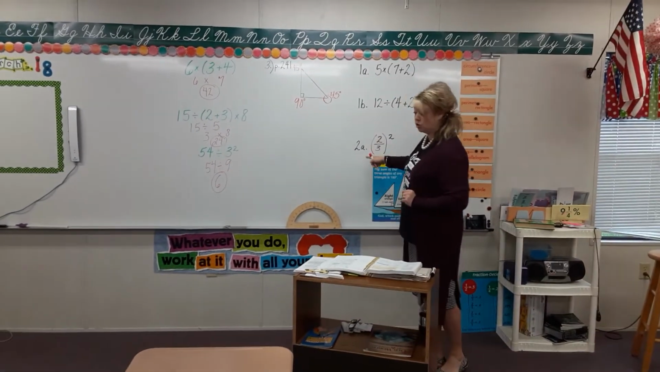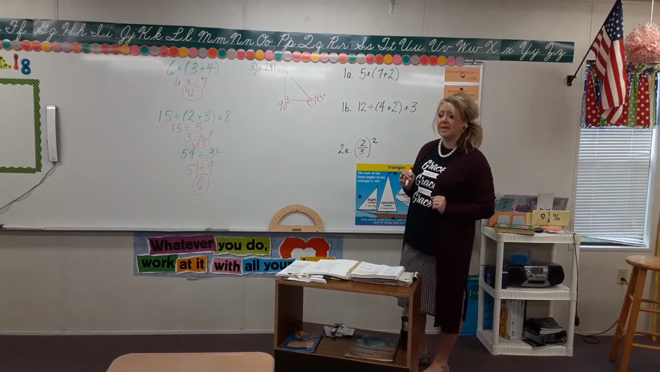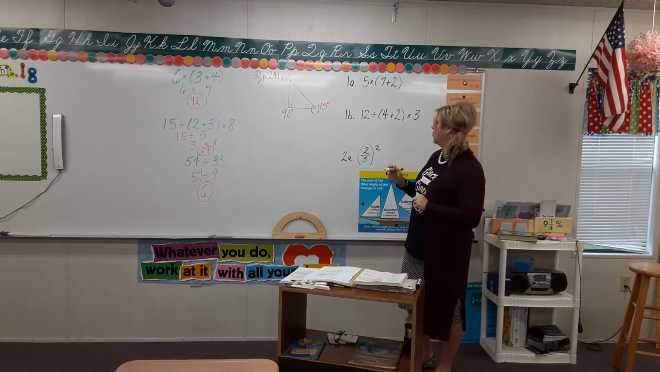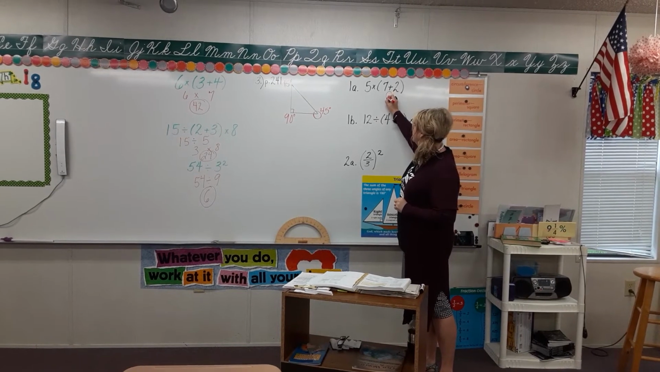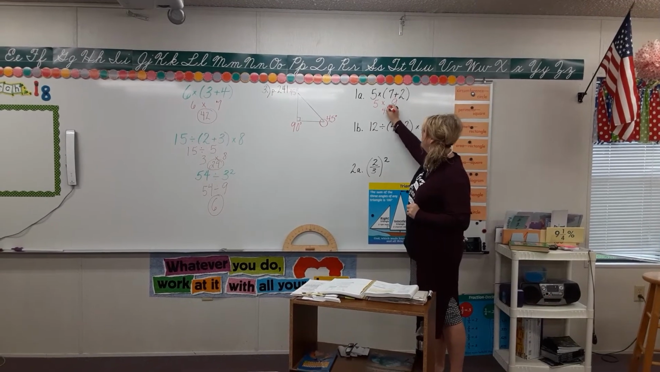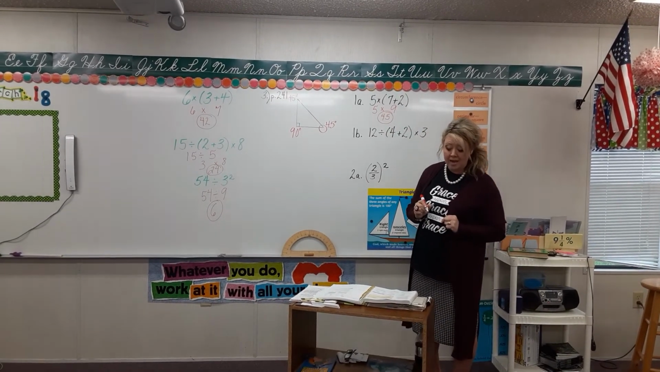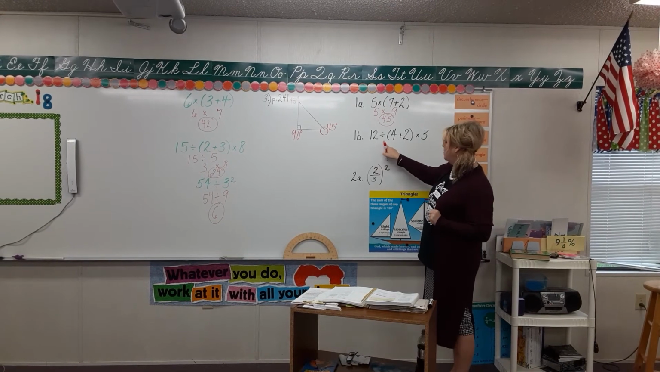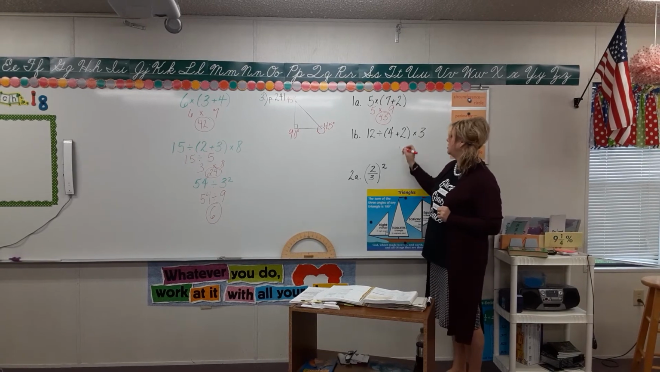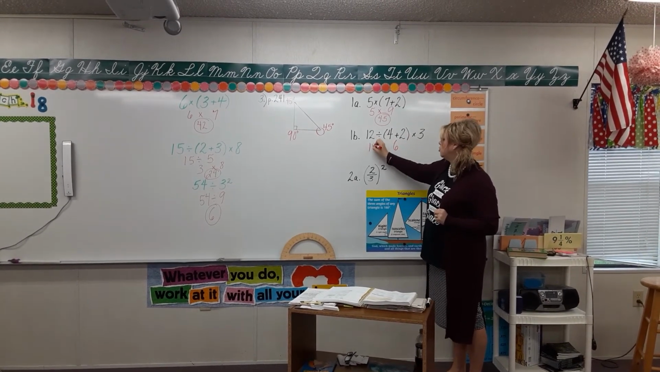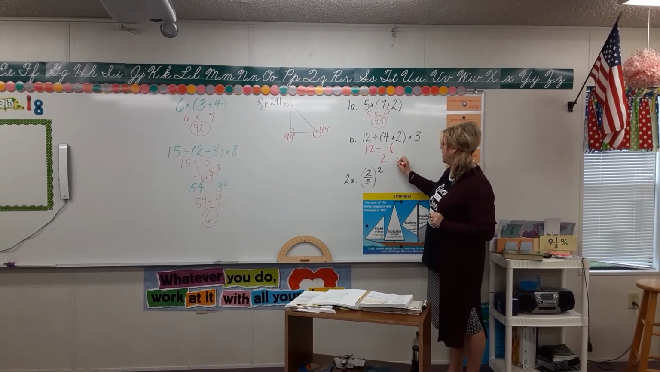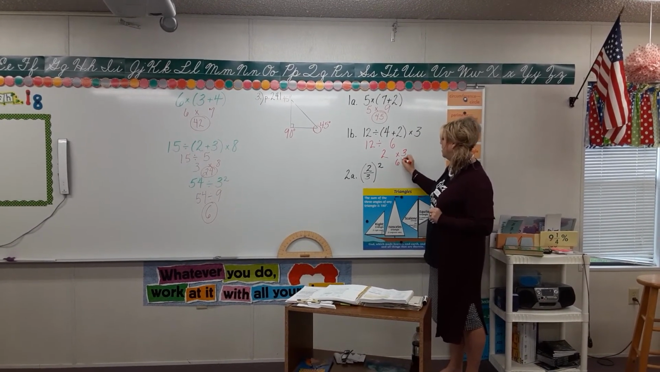These examples are taken straight from your book. We can work them together. Letter A, our first step would be to work parentheses first. 7 plus 2 is 9. Multiply it by 5. My final answer, 45. That is for 1A. Letter B, I can't divide first. I don't multiply first. I work within parentheses. 4 plus 2 equals 6. 12 divided by 6 comes next. That would be 2. Then you multiply by 3 to get 6.